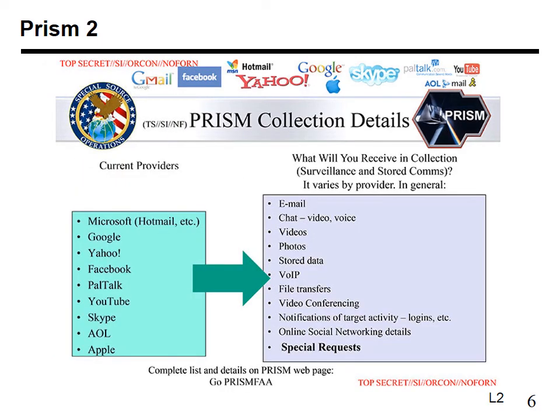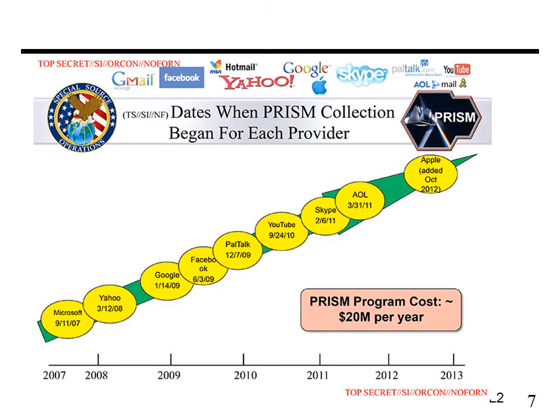What kind of information were they gathering using PRISM? Well, you can see emails, videos, photos, voice over internet protocol, that's phone calls, file transfers, anything going on the internet. It's also interesting to see the companies who are cooperating with this program and when they started to cooperate. If you look at this graph, you can see Microsoft in 2007 became part of the program, then Yahoo, Google, Facebook, YouTube, Skype, AOL, and then Apple finally in 2012. So basically anything you do on the internet is being monitored by the PRISM program.